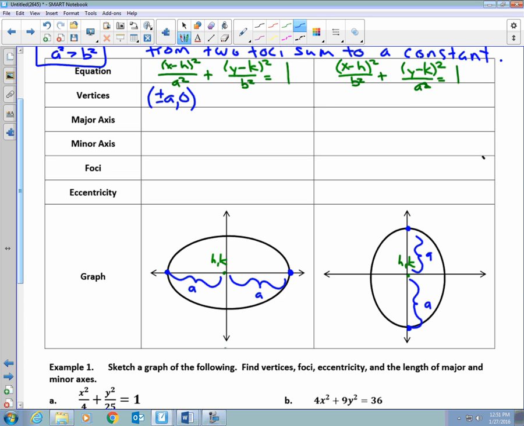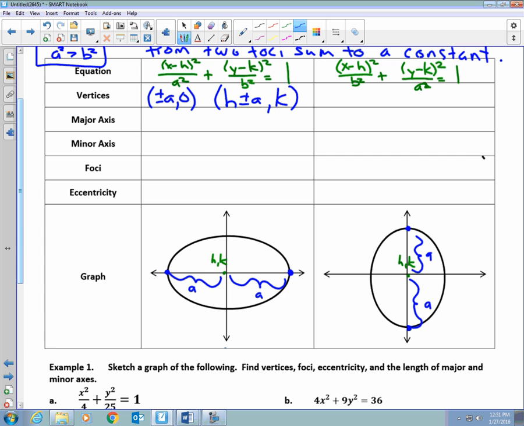Suppose that it was shifted. Would the shift affect the h value or the k value if I move a units left and right? It would affect the h. So if it's shifted, it would be h plus or minus a, and the k value would be the same.